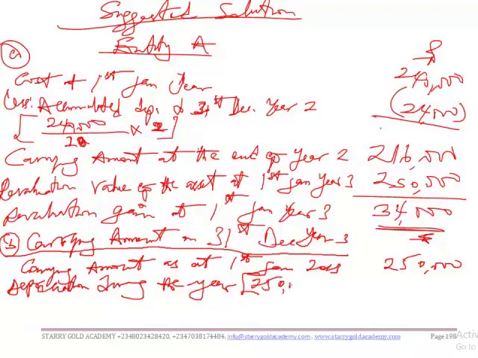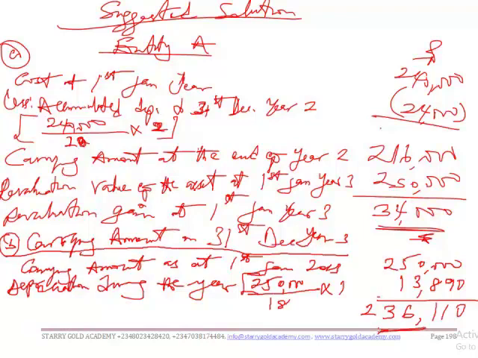We are told that as at 1st January year 3, the useful life remains the same. Two years have gone already, so we have 18 years left. So you do 250,000 divided by 18 multiplied by 1, which gives approximately 13,890. So we have a balance of 236,110. These are our carrying amounts at the end of year 3.